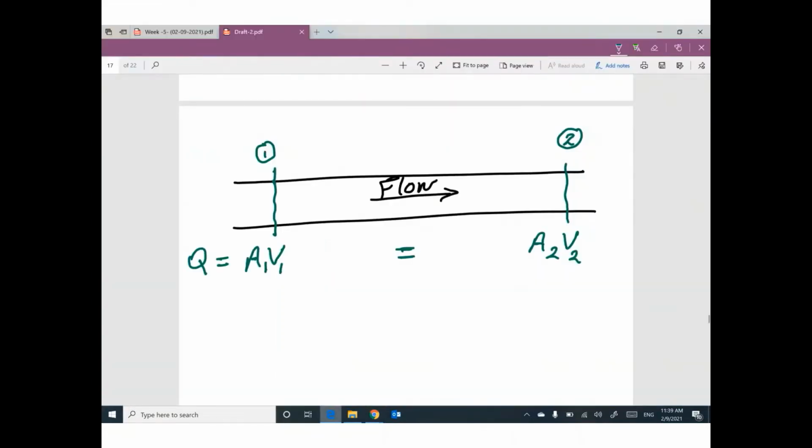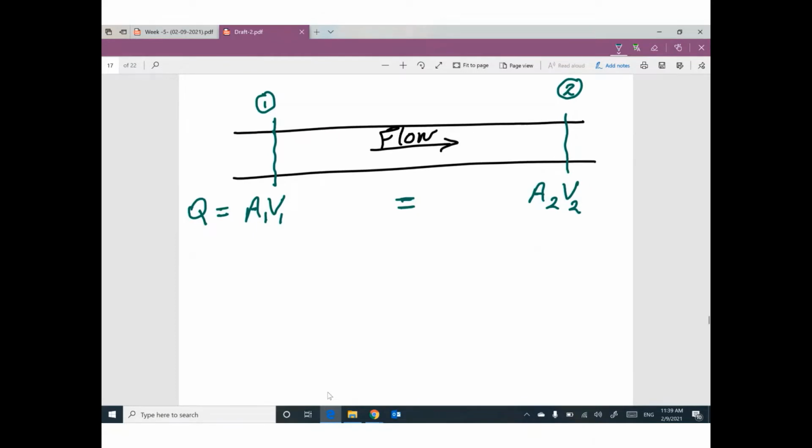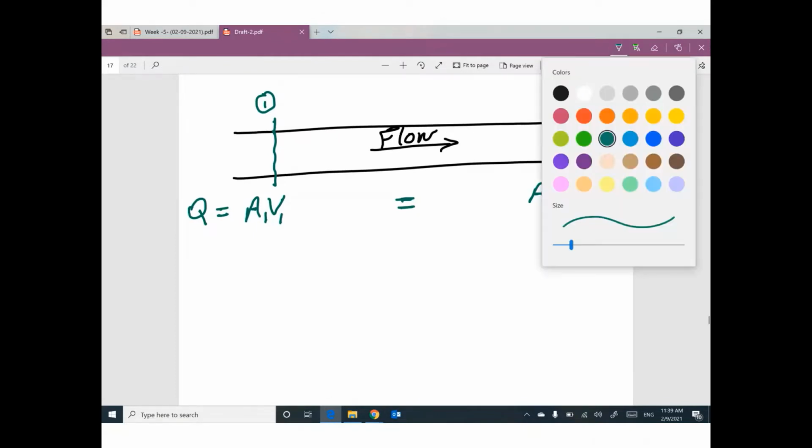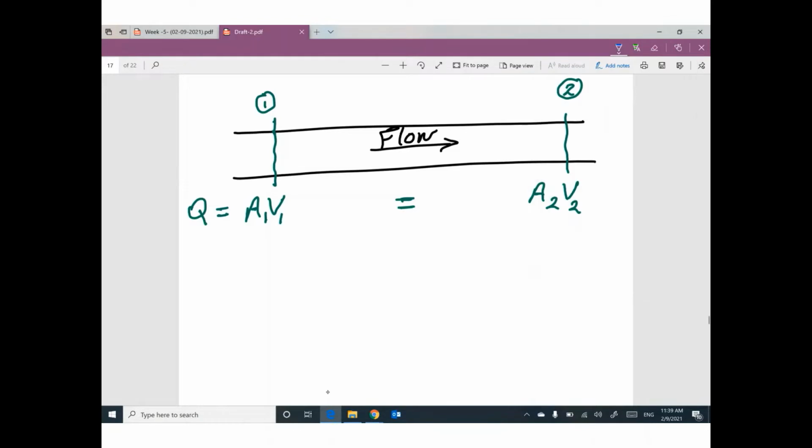So area, cross-section area times velocity, will be constant. We covered this last week. Today, I would like to share something with you. At this location, we have velocity because we have flow. We have pressure.